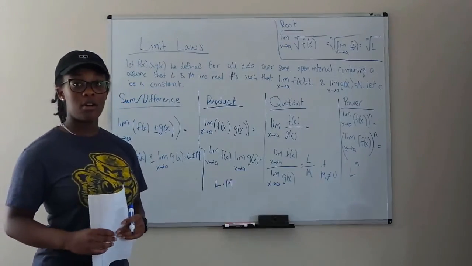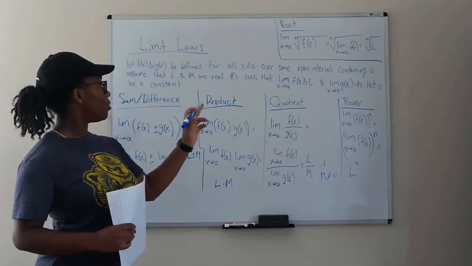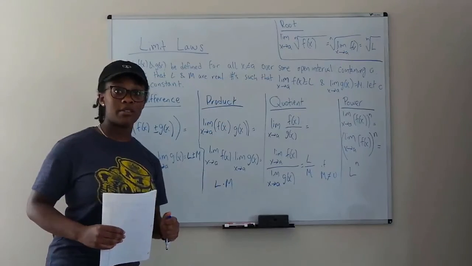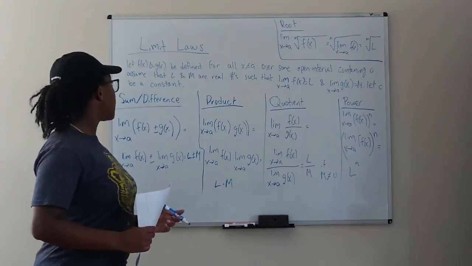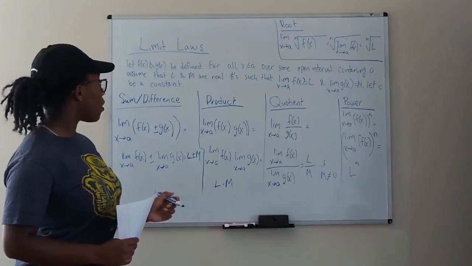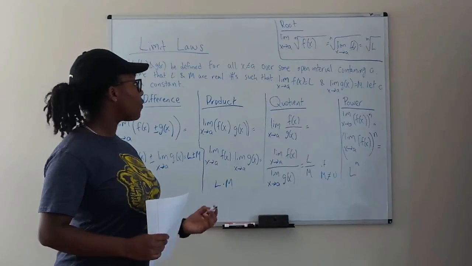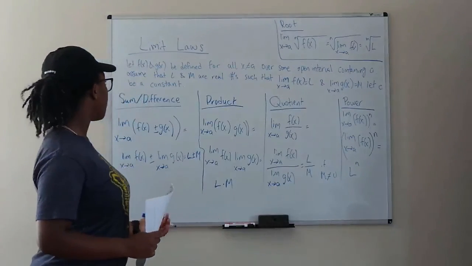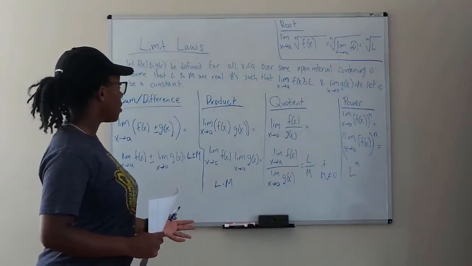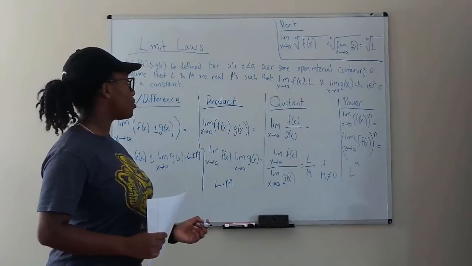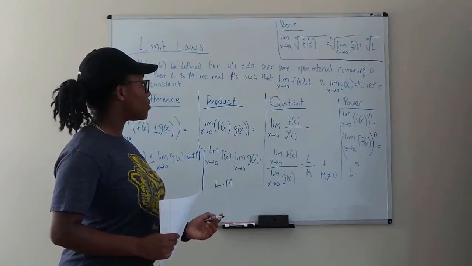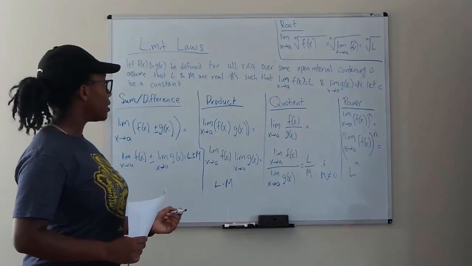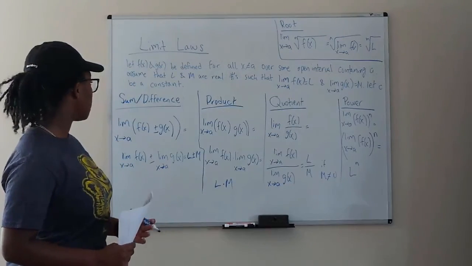Okay, so these are the 5 limit laws that mainly you'll be using. So, let f of x and g of x be defined for all x not equal to a over some open interval containing a. Assume that L and M are real numbers such that the limit as x approaches a of f of x equals L and the limit as x approaches a of g of x equals M. And then let C just be some constant.